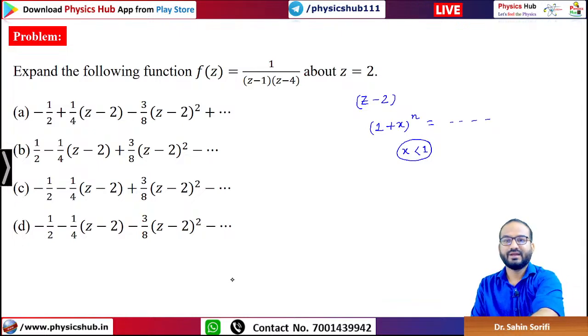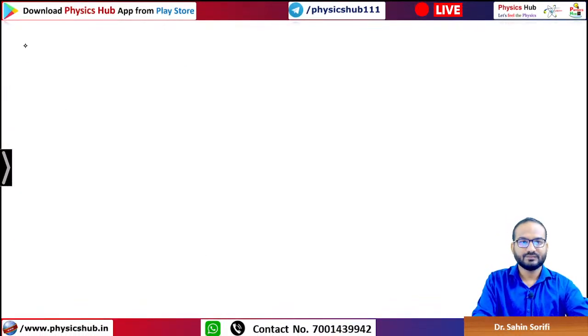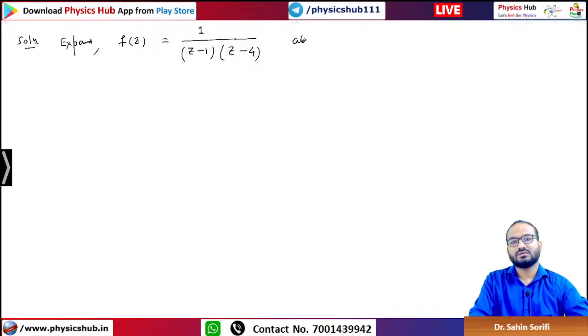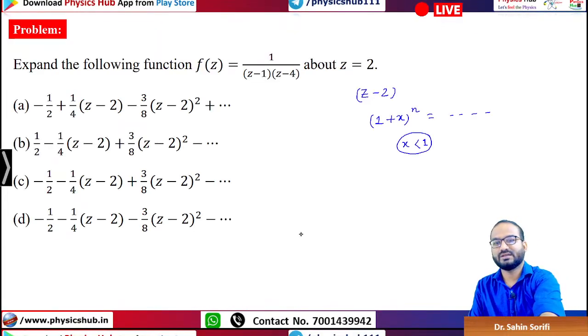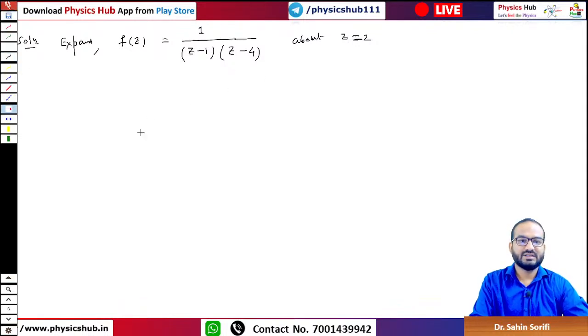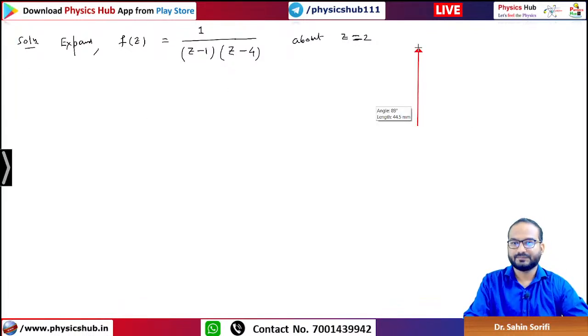Look at this problem. You have the function f of z equals 1 upon (z minus 1) times (z minus 4). You have to expand this about z equals 2. This is what we have to do. Now let us try to visualize where this z equals 2 lies.